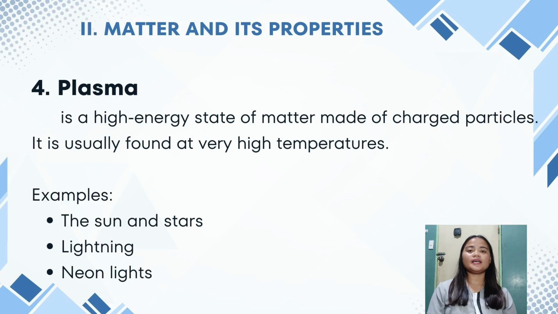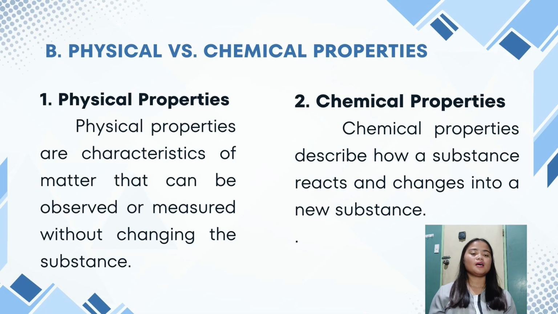Plasma is a high energy state of matter made of charged particles. It is usually found at very high temperature, for example, the sun and the stars, lightning, or a bulb. Those are examples of plasma. Next, physical properties. Physical properties are characteristics of matter that can be observed or measured without changing the substance.